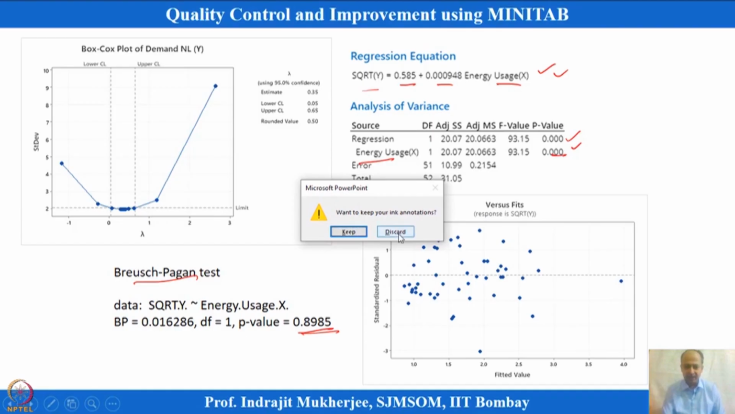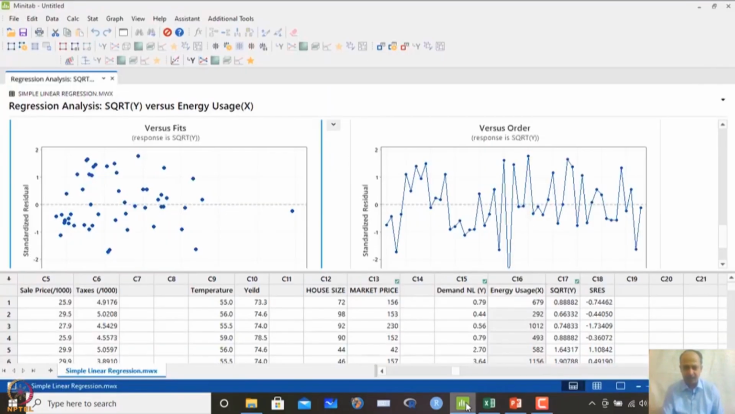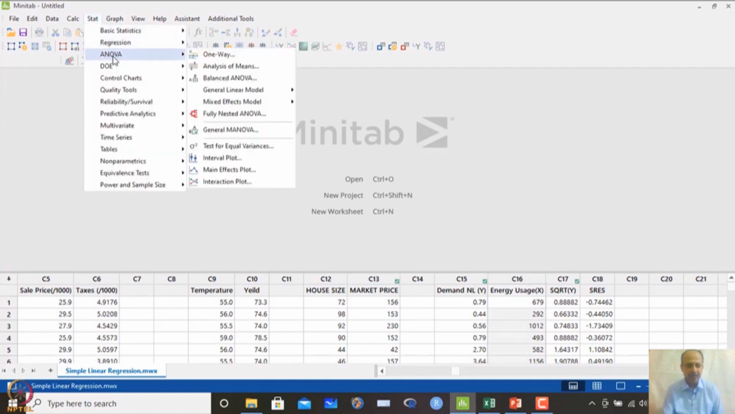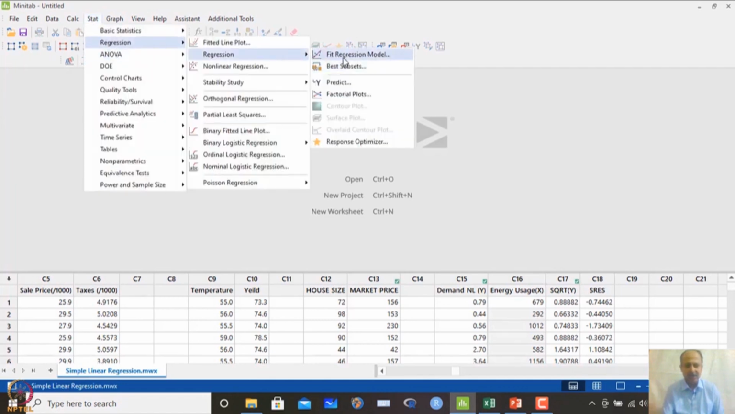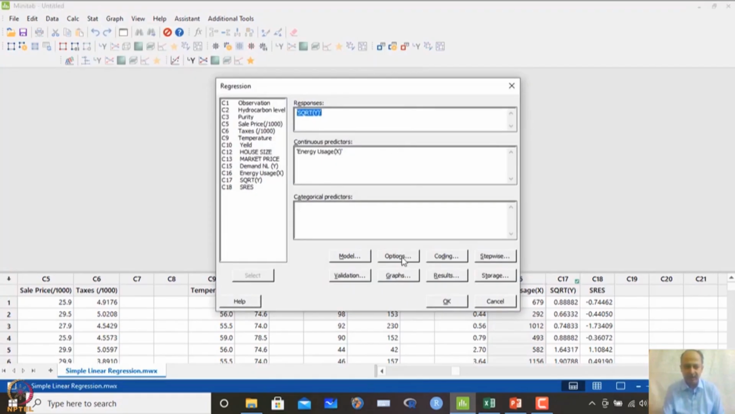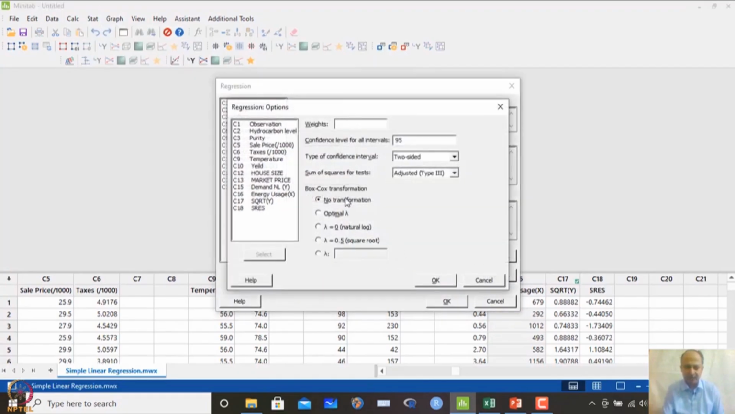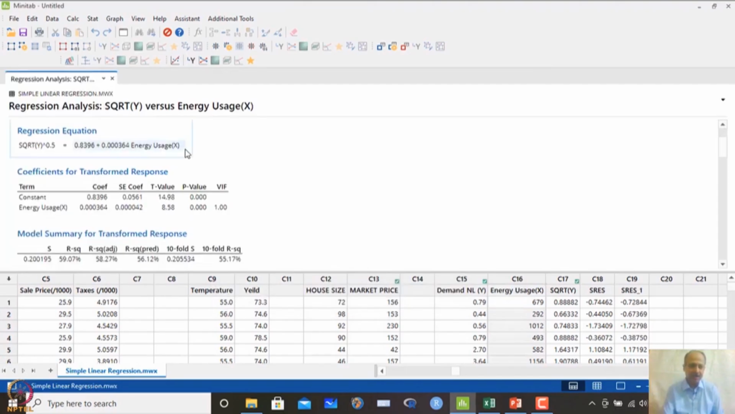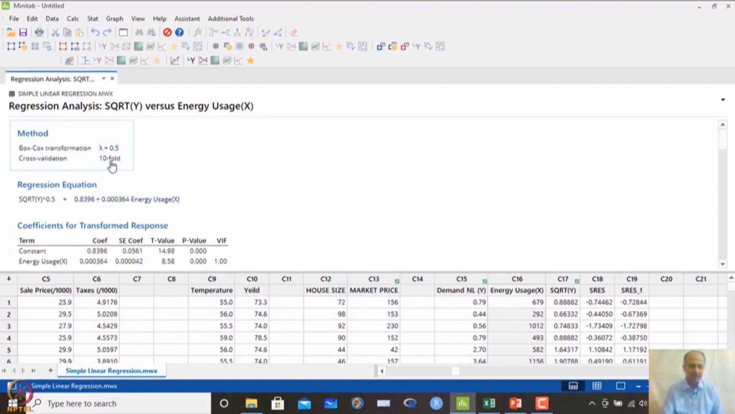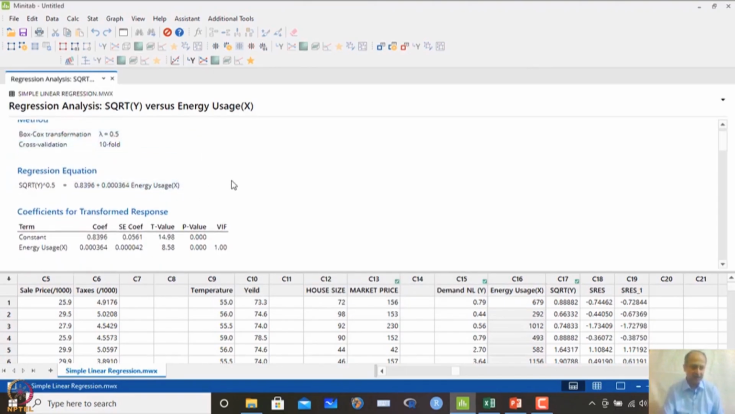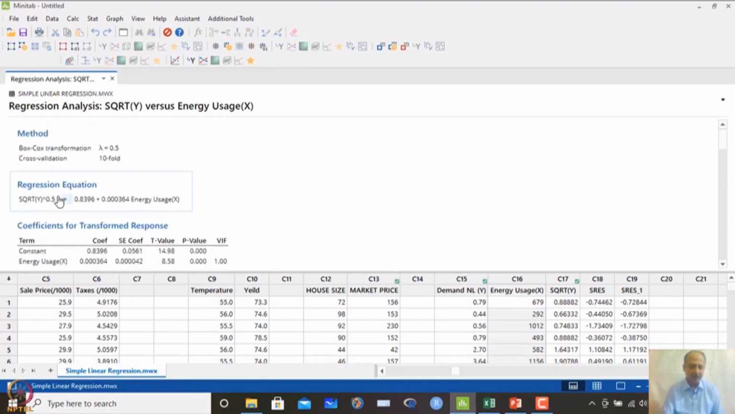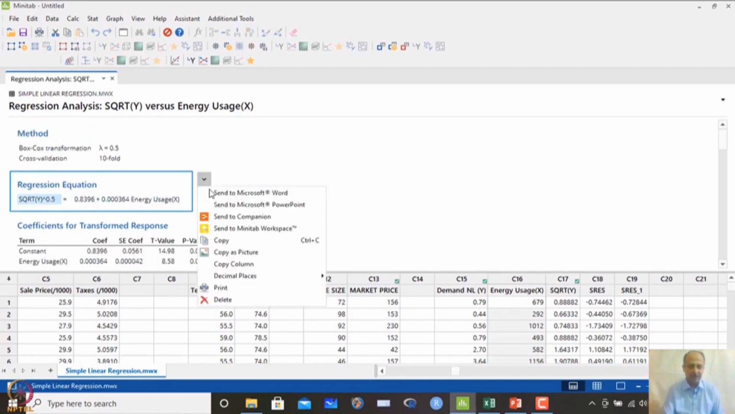Minitab gives you an option whenever you are doing regression. If I close this one, you can do the transformation here: go to regression, fit regression model, and in options set the transformation lambda equal to 0.5 and click OK. Minitab will automatically generate a Box-Cox transformation with lambda equal to 0.5, with 10-fold cross validation, the corresponding p values, and the final equation. This is the final equation it is showing.